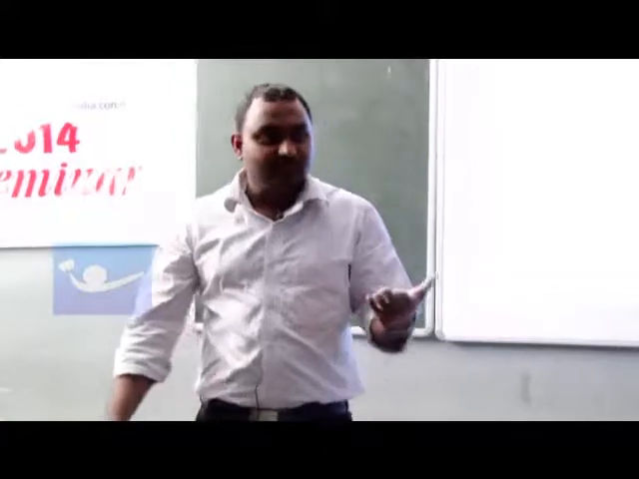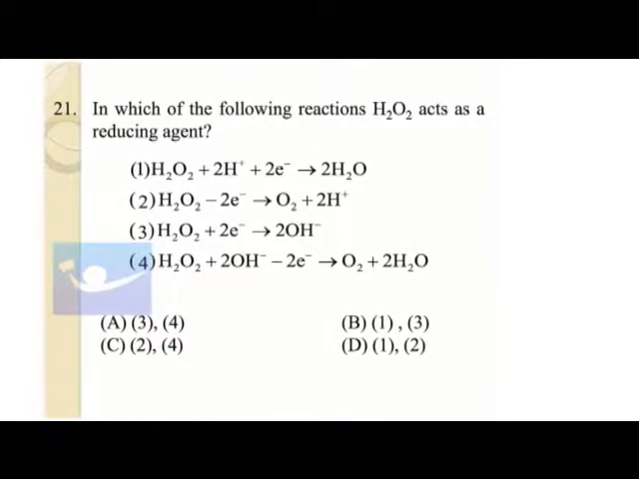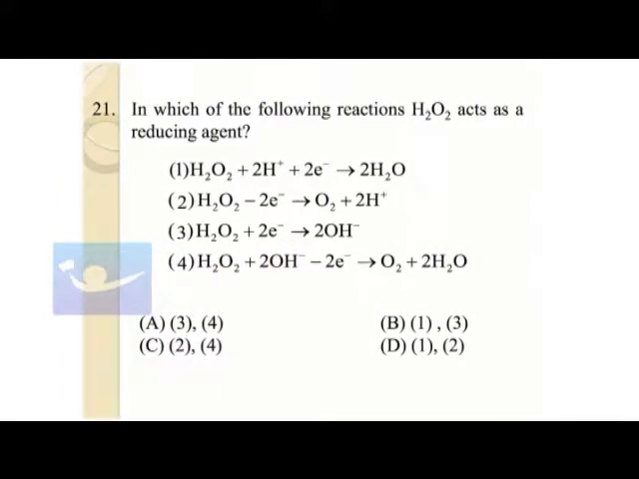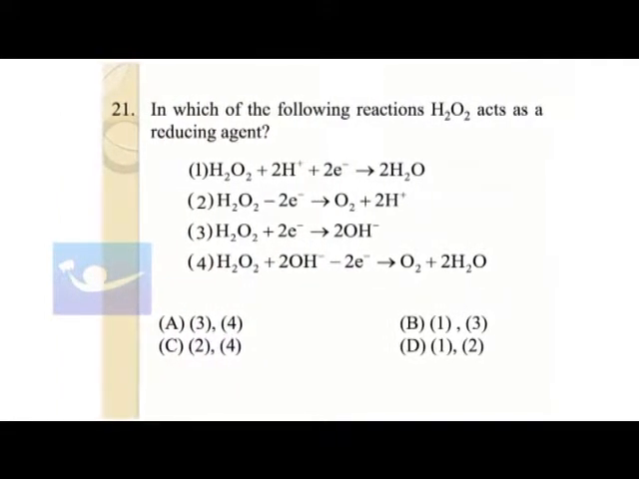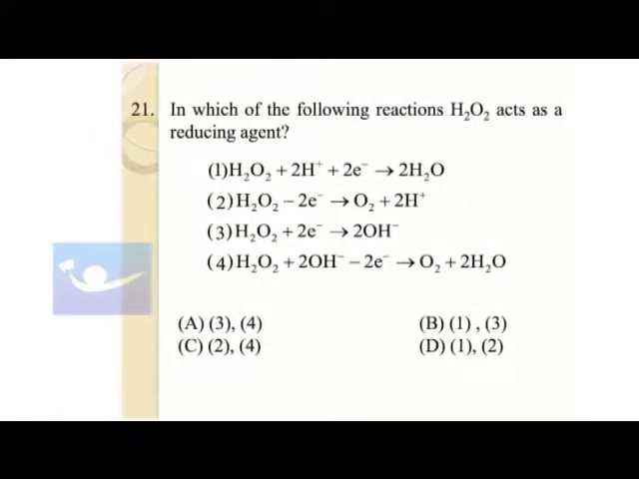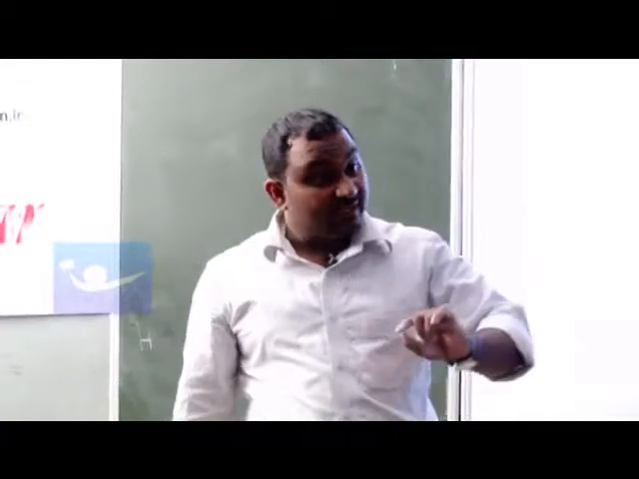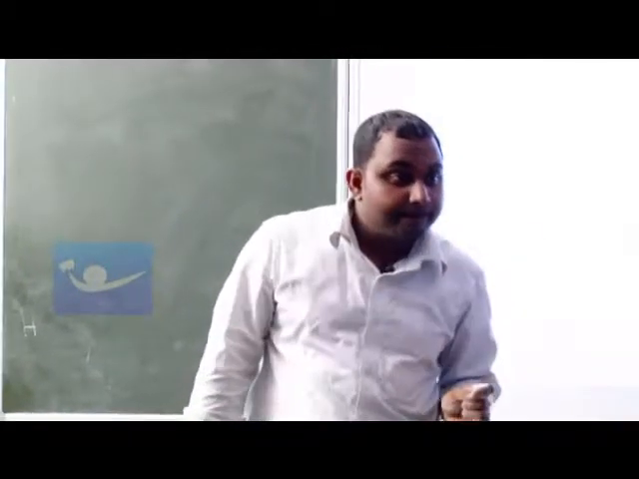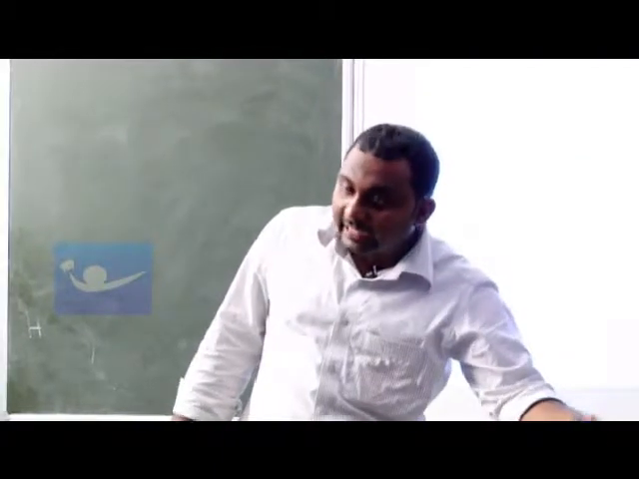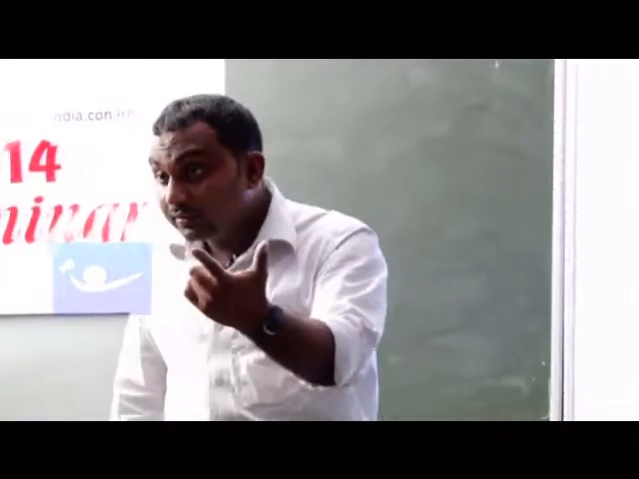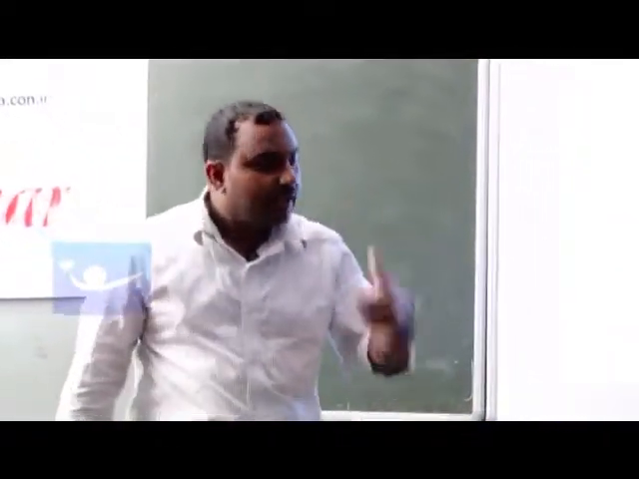You need to know how to find out the oxidation number. In which of the following reactions does H2O2 act as a reducing agent? How do you infer the oxidation and reduction in terms of oxidation number? If oxidation number increases, it is getting oxidized. If oxidation number decreases, it is getting reduced. What is the role of the substance which is getting oxidized? It makes the other fellow reduced. So it is a reducing agent. The substance which is getting reduced makes the other fellow oxidized. So its role is oxidizing agent.